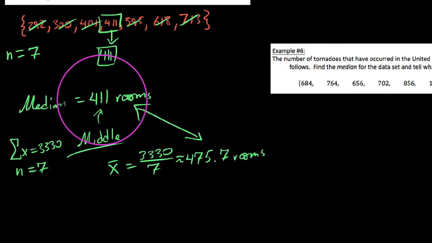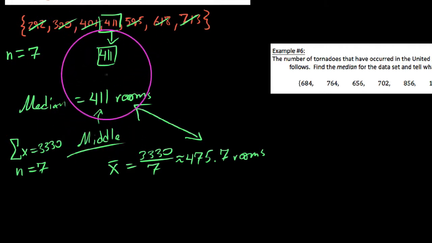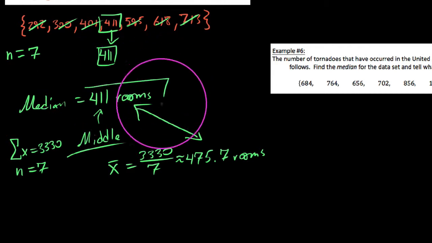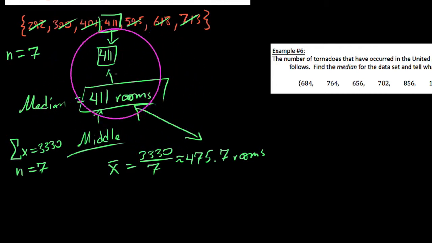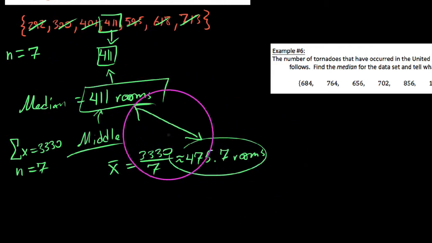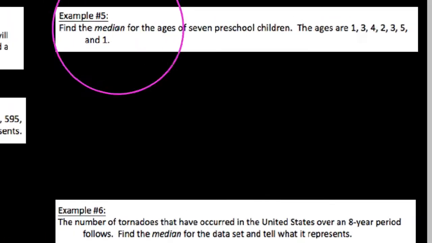You can see that these two values are relatively close to one another. Actually, they're not that far apart with respect to everybody else in the data set. So median is also a good measure of central tendency. You'll notice that 411 rooms was actually one of the original data, whereas the average was not one of the original data. Okay, so let's try this again.